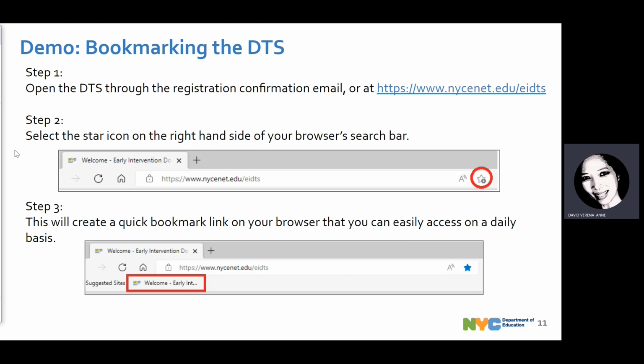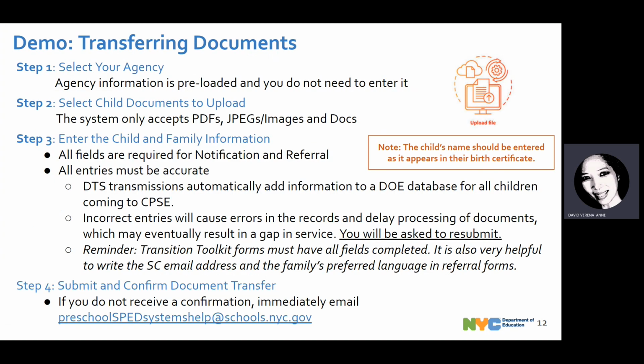Service coordinators are primarily responsible for uploading documents to DTS. Here are the steps to submitting documents to the DOE. First, you should select your agency. Your agency information will be preloaded and you don't need to enter it. As a reminder, if you work for only one agency, then proceed to the next step. But if you work for multiple agencies, you need to make sure that you select the SC agency for the child whose documents you are transmitting. Step 2, you must select the documents.